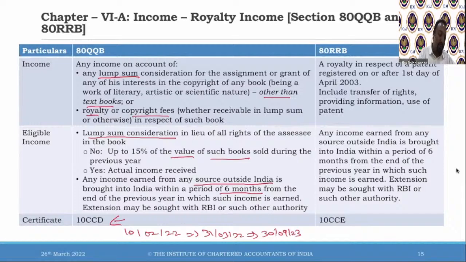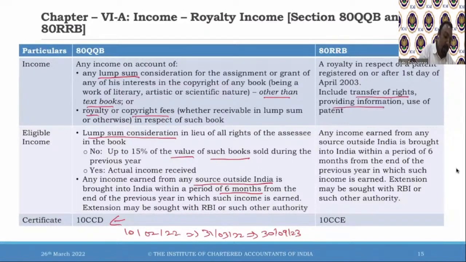Royalty in respect of a patent registered on or after the first day of April 2003. So with respect to royalty, what is income? It is basically when a patent is registered after 1st April 2003. If he is transferring all the rights, whatever I've created, I'm transferring it whole. That income is called a royalty income. So I could either sell or get some money for transferring the right.